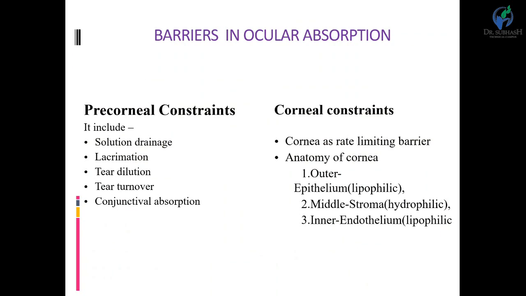Here we have to see the barriers in ocular absorption. Precorneal constraints include drainage, solution drainage, lacrimation, tear dilution and conjunctival absorption. Among corneal constraints, the rate-limiting barrier, we already saw that there are three layers: the outer epithelium, the stroma and the endothelium.